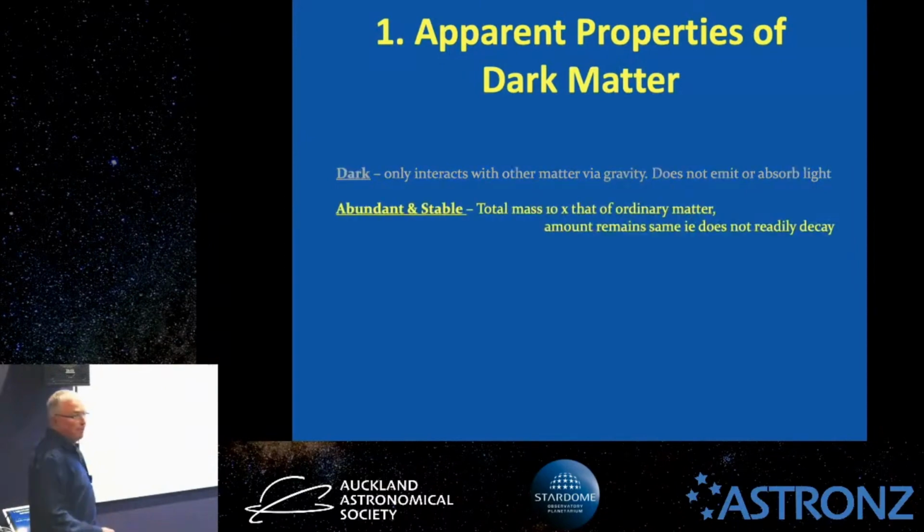We know it's abundant. Our calculations tell us it can be up to 10 times the visible mass of a galaxy or a galaxy cluster. You total up the mass you can see, and we know there's much more, up to 10 times more matter than that actually there, we just can't see. So it's very abundant, and it must be very stable, because it certainly doesn't decay, it's still very much there.